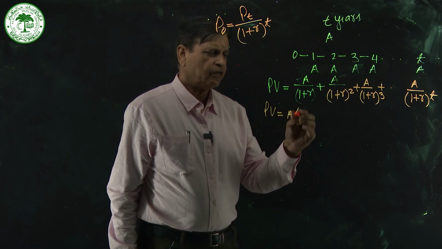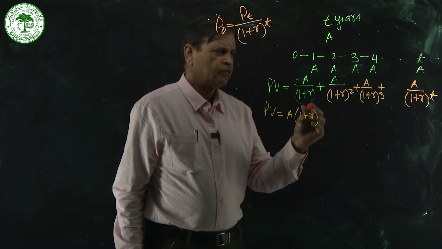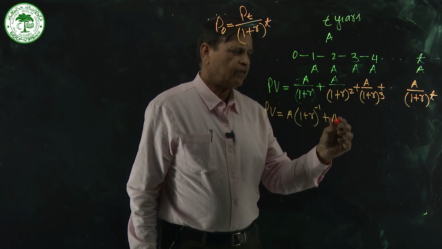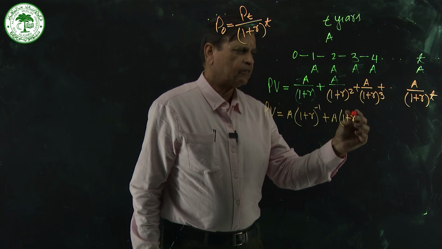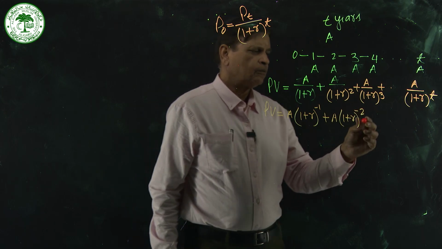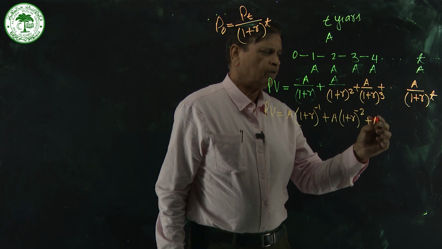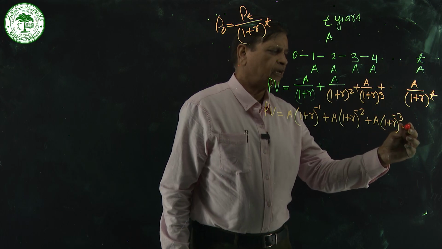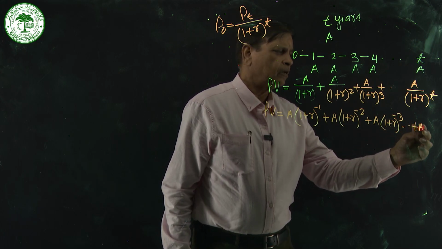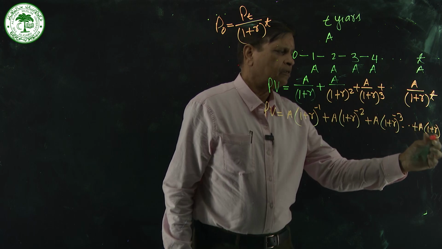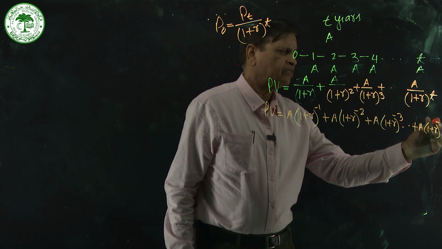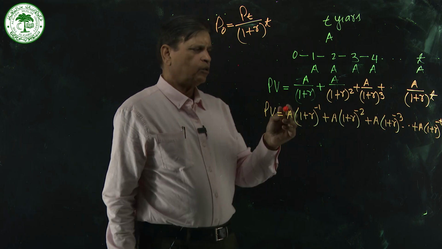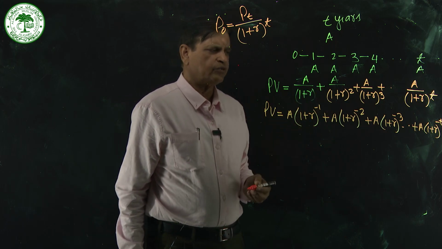We can write it as A times 1 plus R raised to the power minus 1, plus A times 1 plus R raised to the power minus 2, plus A times 1 plus R raised to the power minus 3, and likewise the last one, A times 1 plus R raised to the power minus T. So the same thing we have written in this way. There is no difference between the two.